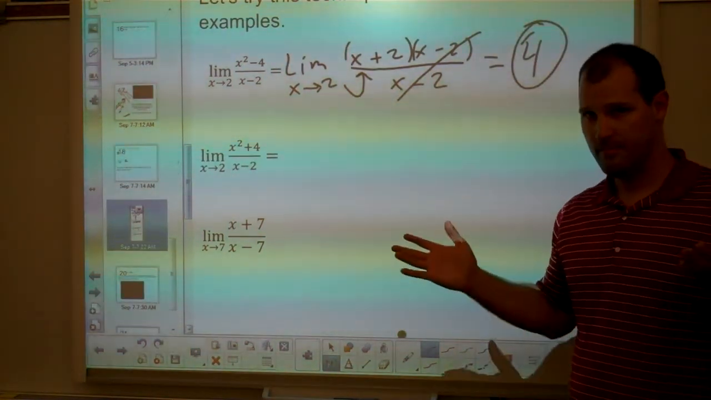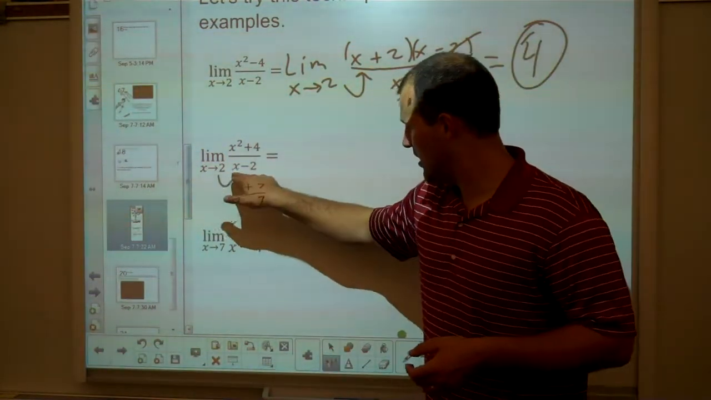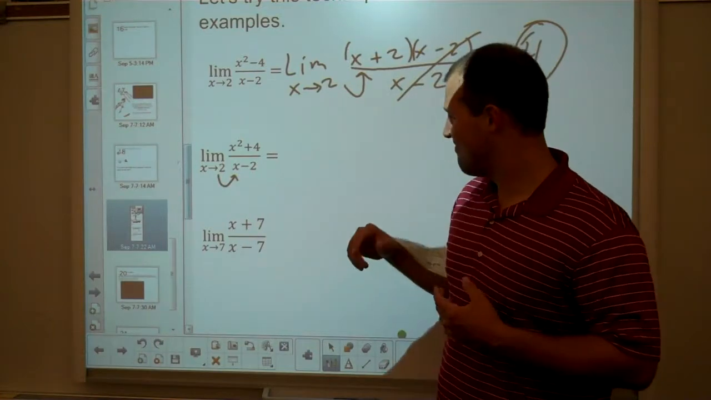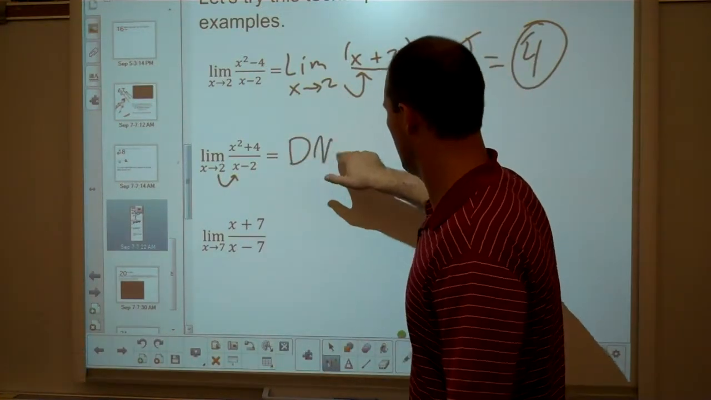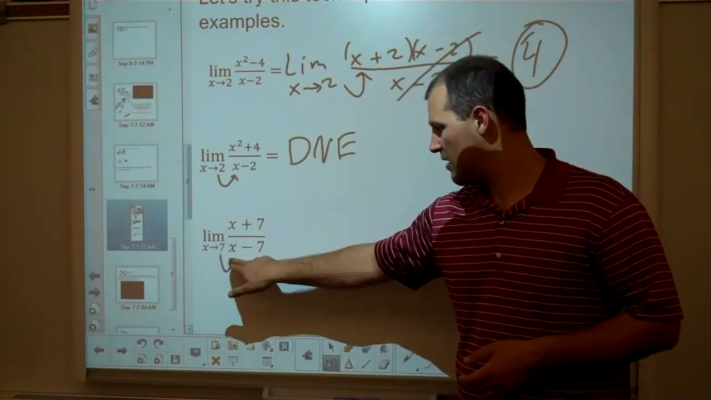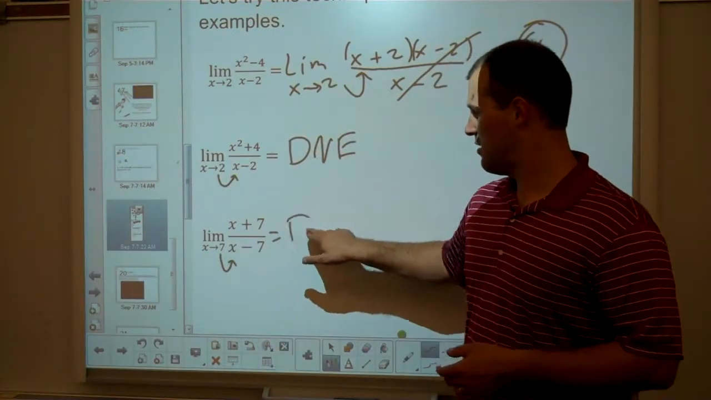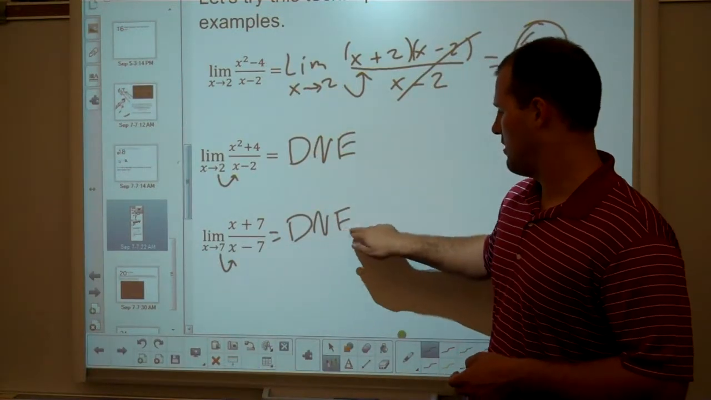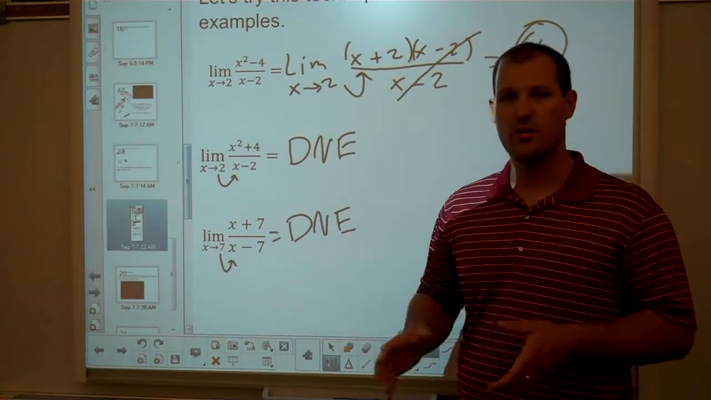Second one, it's a trick question. You can't factor that, and you can't plug in a 2, so right now, there's nothing we can do about it. This does not exist. Last one, try to plug in a 7. Whoops, can't do it. That puts a 0 in the denominator. So again, does not exist.